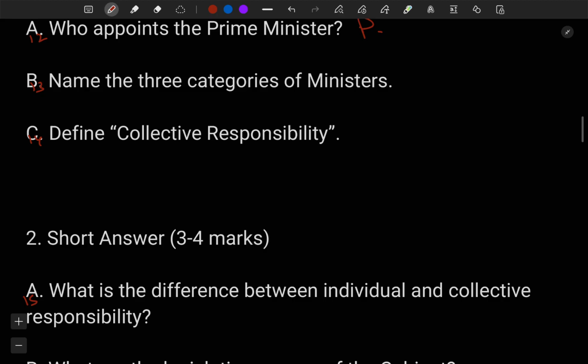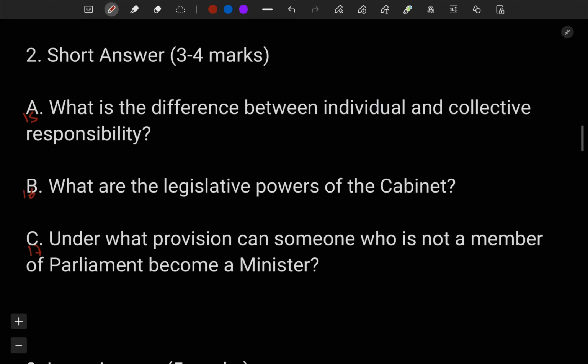Define collective responsibility. The entire Council of Ministers is jointly responsible to the Lok Sabha. If it loses confidence, all must resign. If one loses, everyone is resigning. Moving forward, what is the difference between individual and collective responsibility? Individually they are responsible to the President, whereas collectively they are responsible to the house, that is the Lok Sabha.